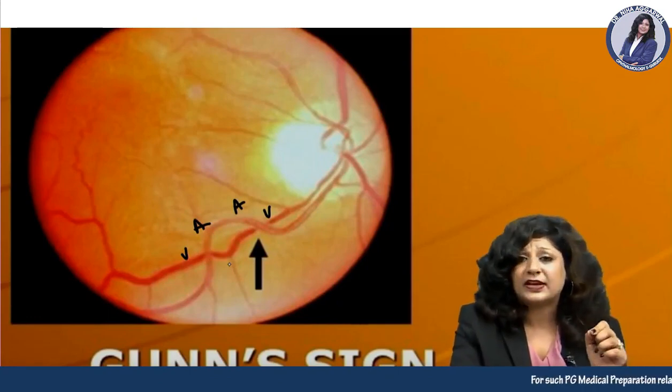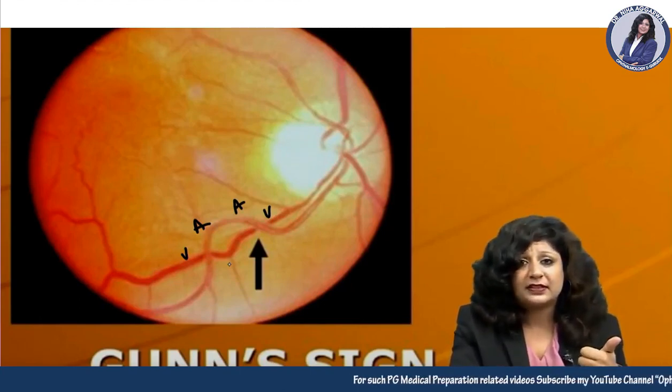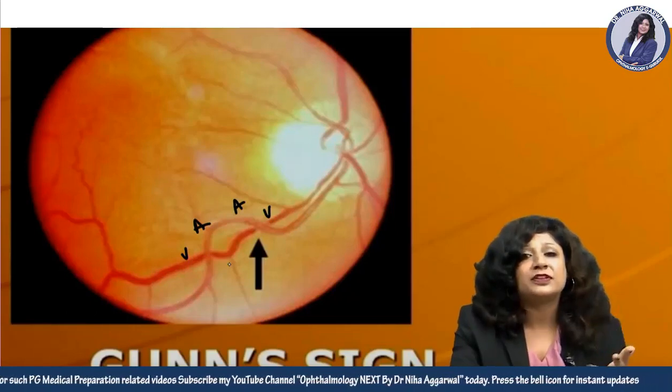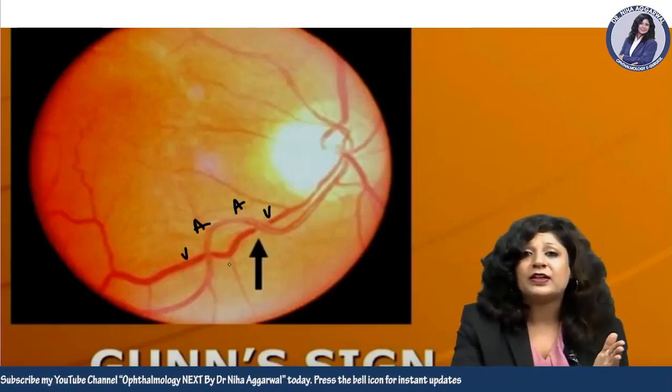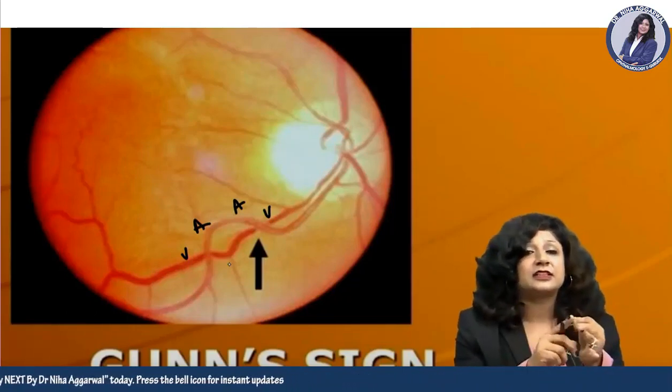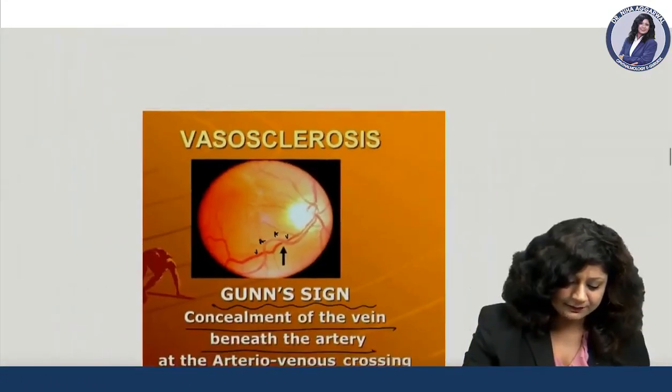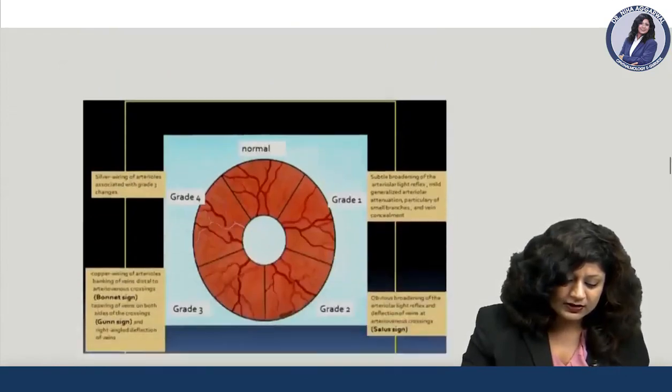So I hope it's very clear the hypertensive retinopathy, along with what is arteriovenous crossing, what are the different stages, and how you get the Salus sign, the distal one, that is Bonnet sign, and how you get the Gunn sign. Alright, now coming to the next one.